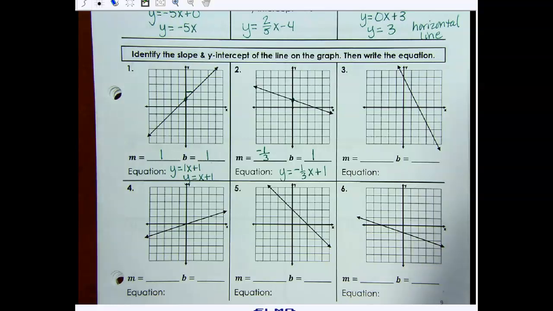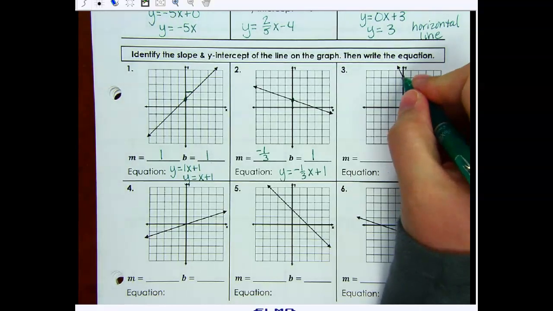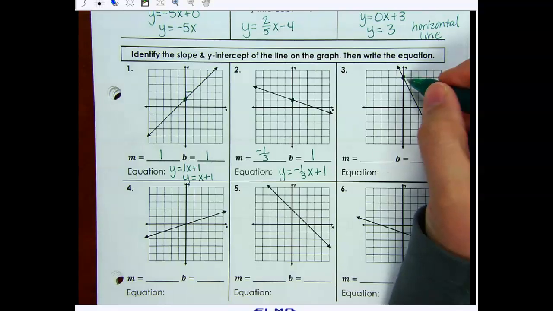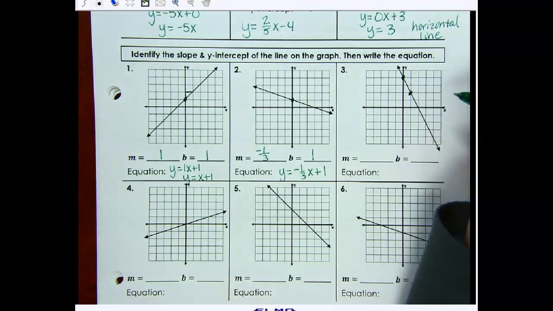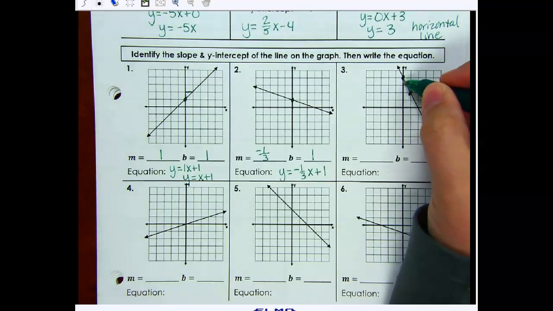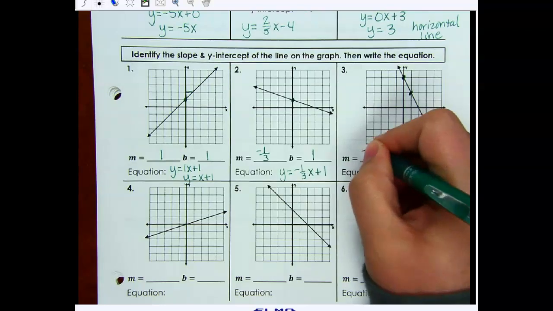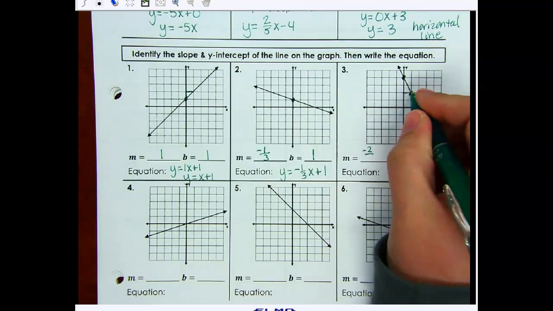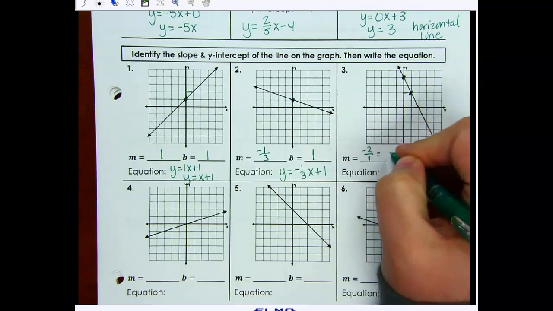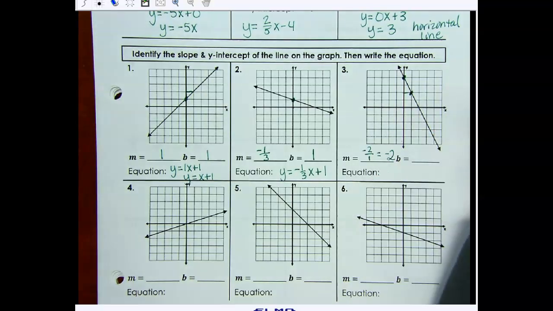All right, this one I'm going to do the same thing. I'm going to put a point on my y-axis where it crosses and then see where I need to go. So it looks like it has another perfect point right here on the grid. So I'm going to go down 1, 2, so that's negative 2, and then over 1. And negative 2 over 1 equals negative 2.